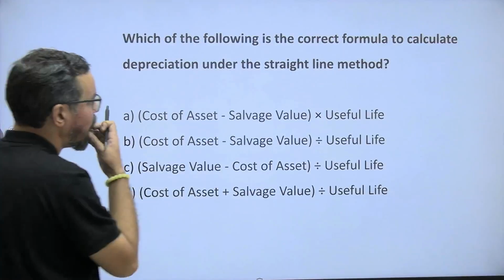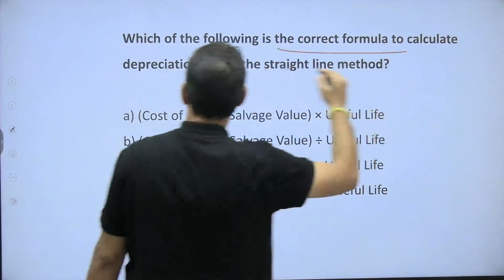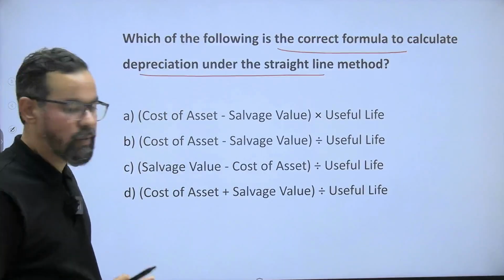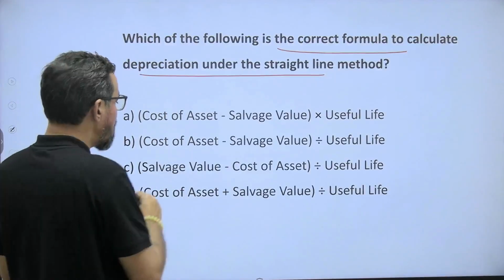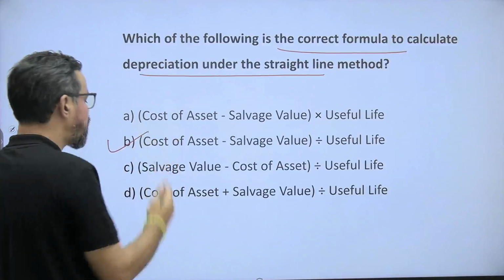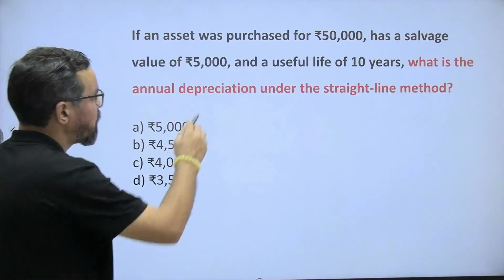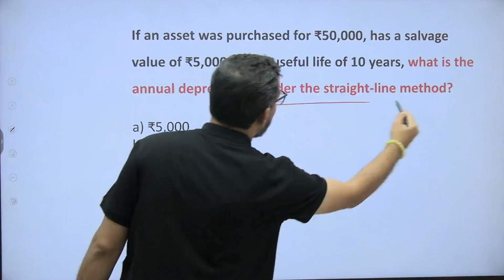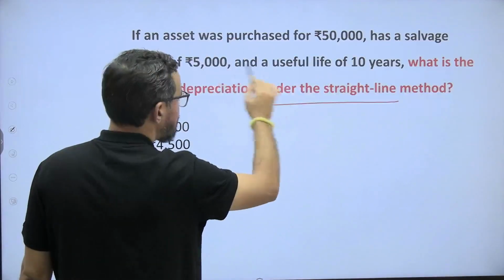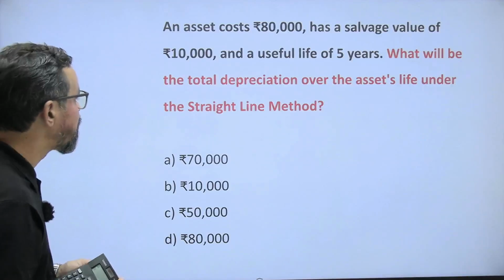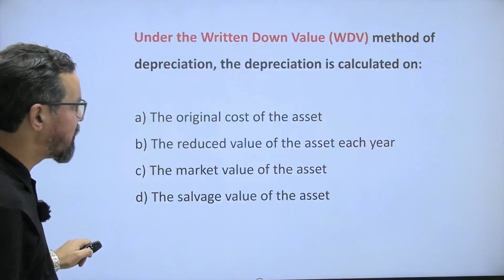Which of the following is the correct formula to calculate the depreciation under the straight line method? Sometimes we have experienced these types of questions also, so you have to be ready. So cost minus salvage value divided by useful life. Without any doubt, this will be the right answer. And the asset purchase for this straight line method, 50,000, 5,000, 4,500. I guess this question we have discussed earlier also, right? These are some questions which we have discussed.